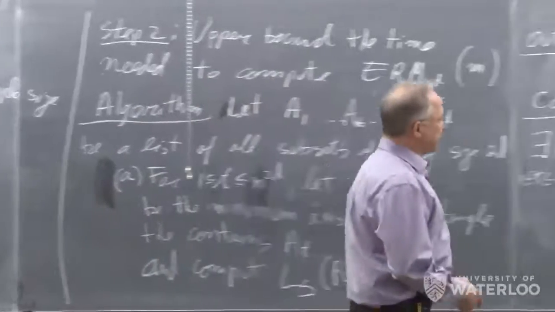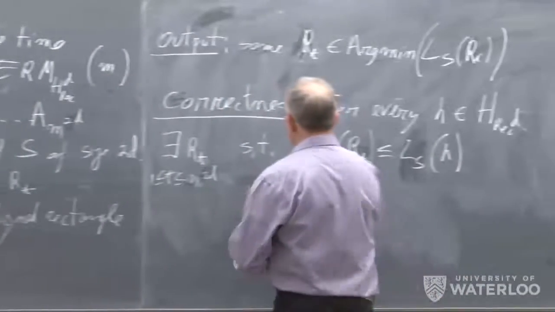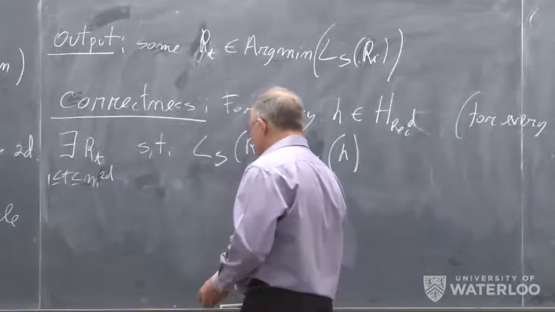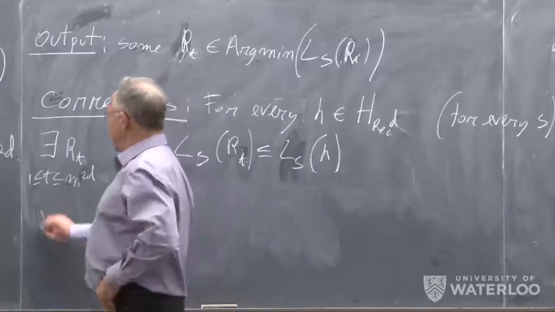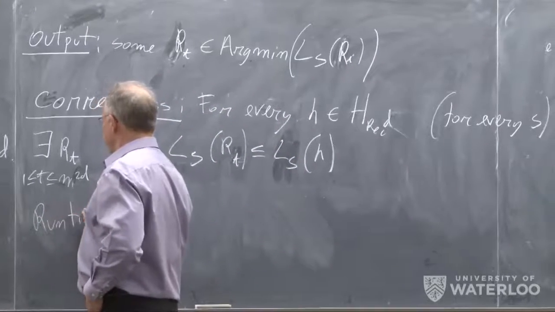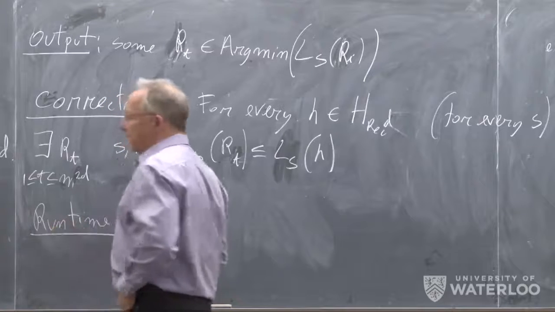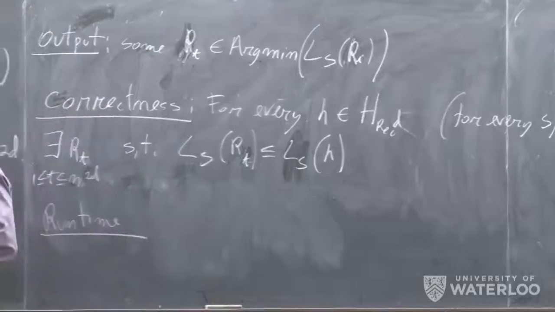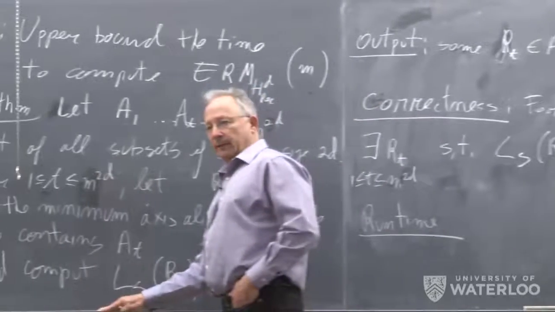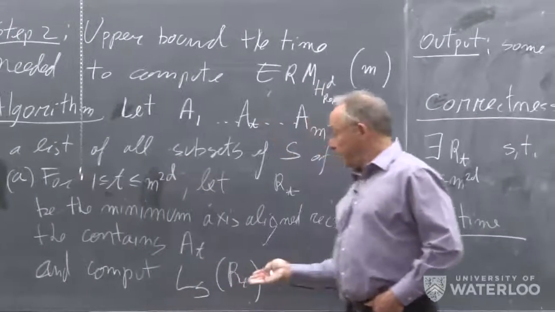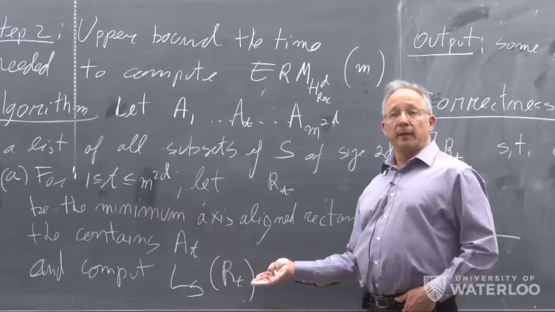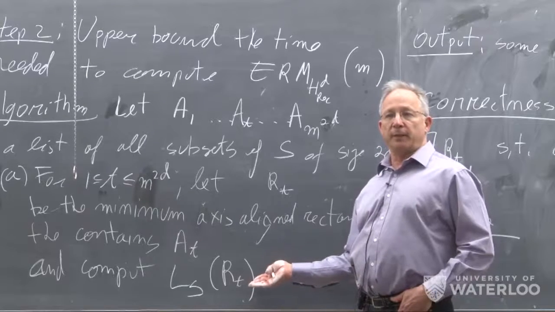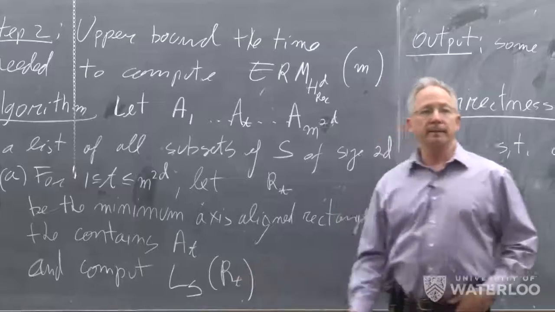So we have correctness, and now we want to do a runtime analysis. So what is the runtime of my algorithm? We know that we have m to the 2d many steps here. And the question is, what is the cost of a step? So what do you think is the cost of one step here? Yes?